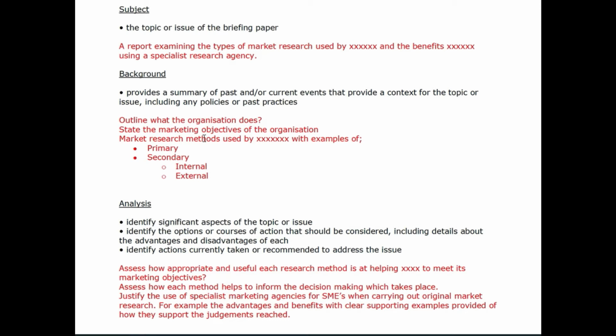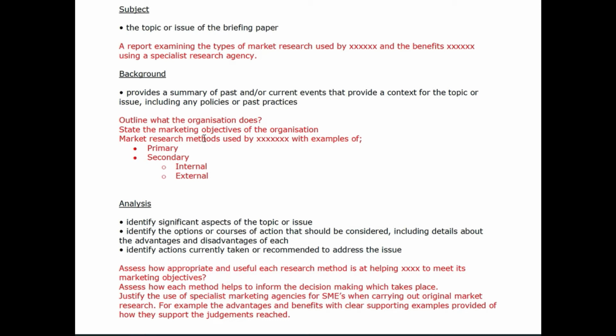So you're getting like a little paragraph in about like what it does. Then your next paragraph goes into the marketing objectives. Now remember, SMART objectives: specific, measurable, achievable, realistic, and time bound. So you need to set out your SMART objectives for the organization. So what do they set themselves for marketing objectives?